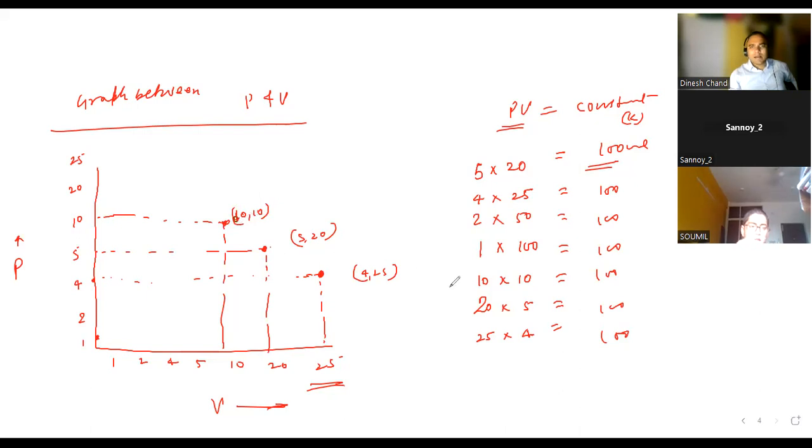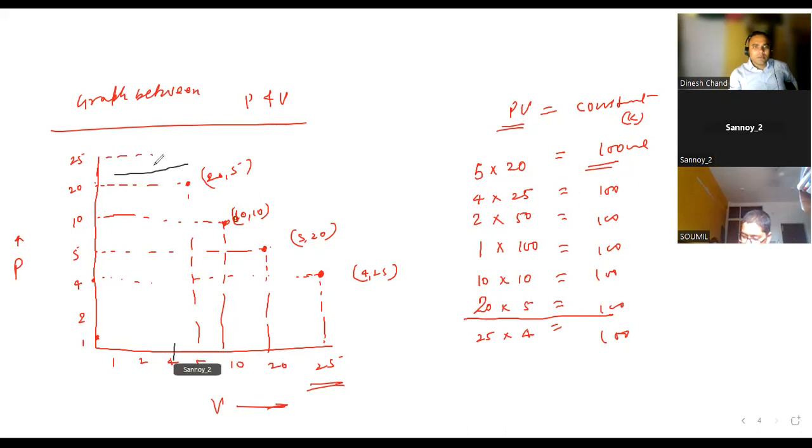20, 25. So pressure will be 20, then it will be 5. Here it is the 5. Okay, next one. Anything else we can take? Yes, sir. So we can take one more. So here 25 and 4.